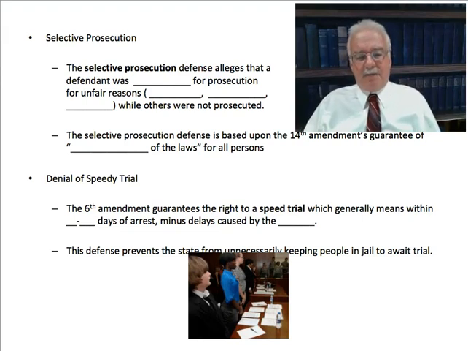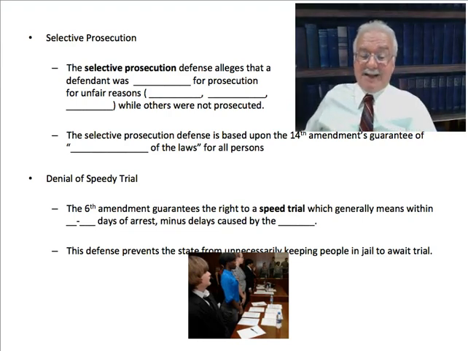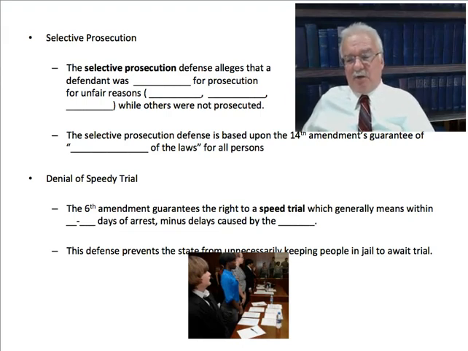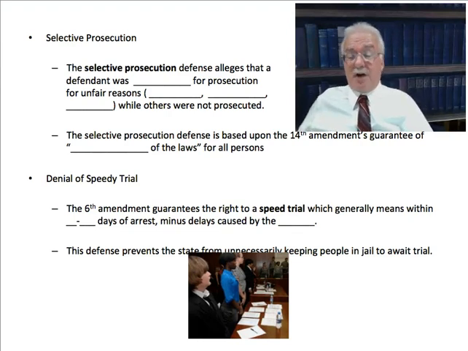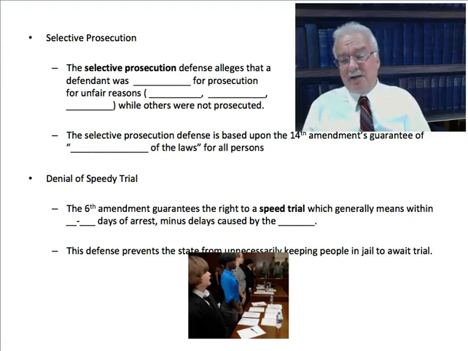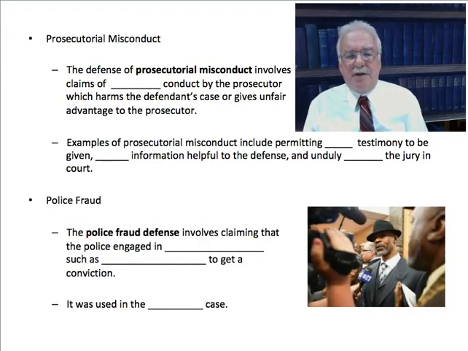Denial of speedy trial. The 6th Amendment guarantees the right to a speedy trial, which generally means within 60 to 90 days of arrest, minus delays caused by the defense. The clock stops or tolls if the defense is the one that asks for a postponement because they need to do more preparation or research. This defense prevents the state from unnecessarily keeping people in jail to await trial, because pretrial detention is a form of punishment, and it also might induce somebody to plead guilty who wouldn't otherwise because they're tired of being in jail.